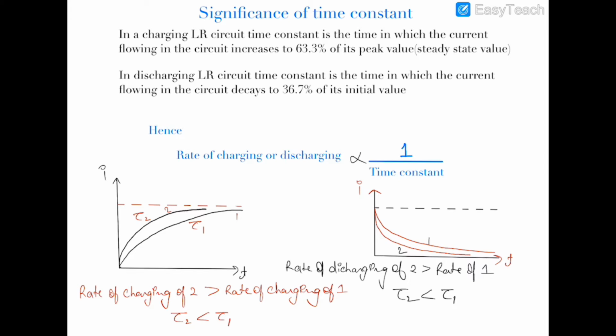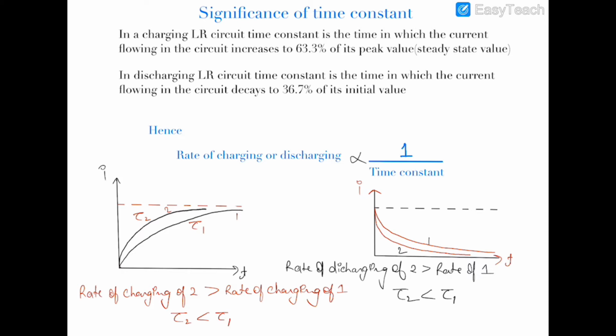the time constant is the time in which the current flowing in the circuit increases to 63.2 percent of its peak value. The steady state value is also known as peak value, and I have already explained this in the charging LR circuit. Now in a discharging LR circuit, the time constant is the time in which the current decays to 36.7% of its initial value. So these are the definitions of time constant in charging and discharging circuits respectively.